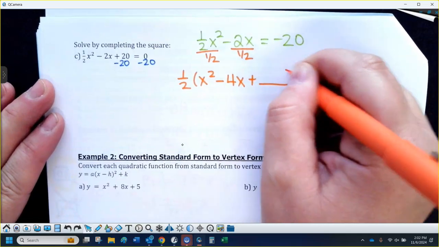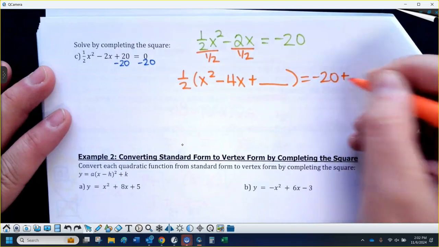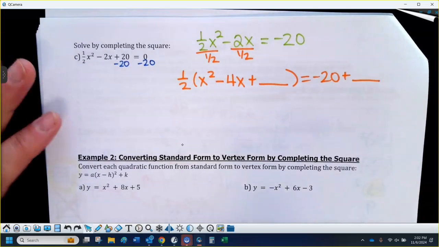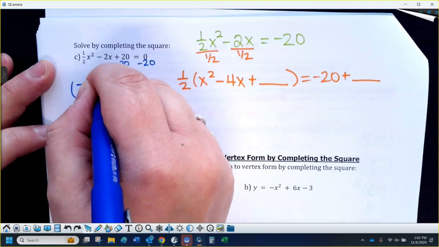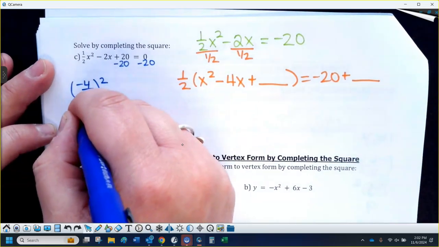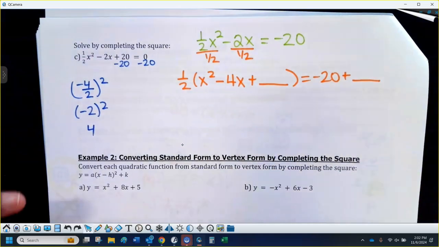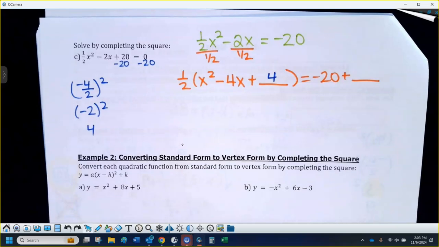Then I'm going to leave a little space to complete the square. We got negative 20 plus, again, I'm just going to leave a little space to complete the square. I have a 1/2 out in front of the parentheses. So when I complete the square, I have to think about what am I really adding to both sides. So this actually, I feel like we had the same number on the other question for a b value, but it's negative 4 divided by 2 squared. So negative 2 squared, which means I'm adding 4 in that set of parentheses to complete the square.